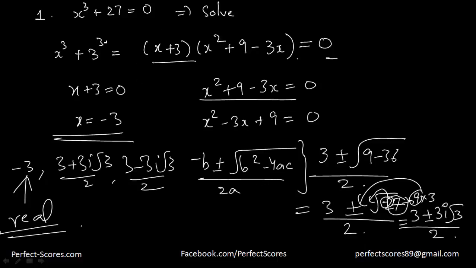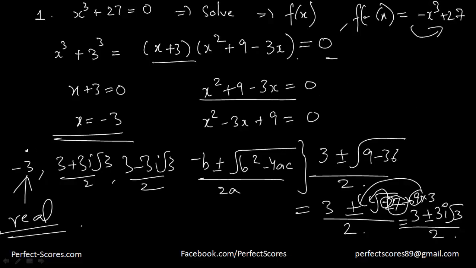As you can clearly see, it has no variations. F of x has no variation here. That means it has no positive root. But if you find f of minus x, it's going to be negative x cubed plus 27. F of minus x has one variation, which is why it has one negative root. Fine. So we're using that rule of signs to find out the maximum number of positive and negative real roots it's going to have. So I hope you're able to understand what I'm trying to say here, guys.